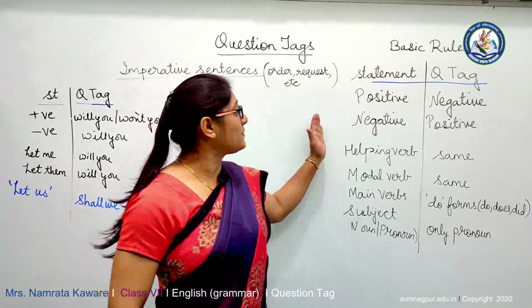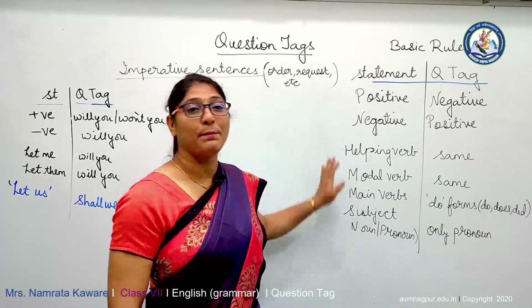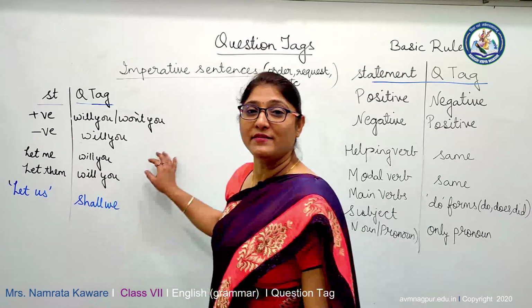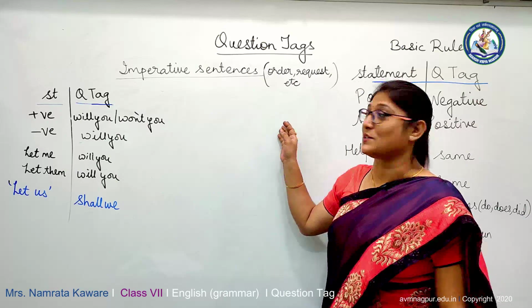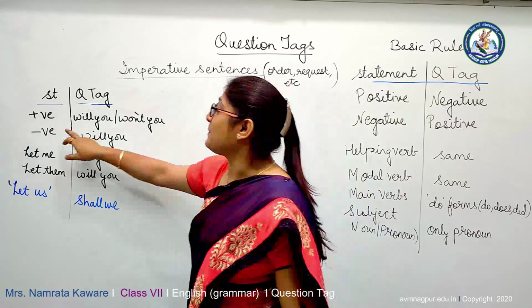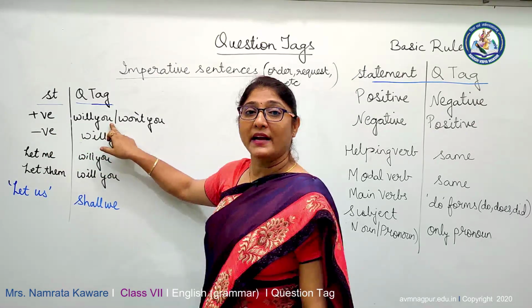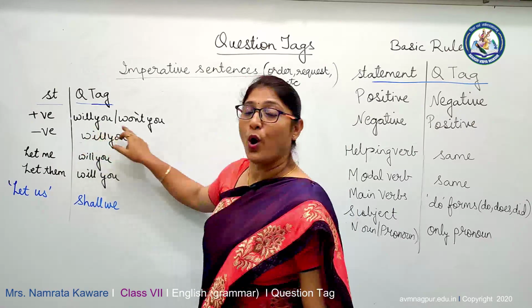Till now, as much as we have learnt, all the sentences were assertive sentences and we applied these rules. Now we will see how to add a question tag in imperative sentences. Imperative sentences are orders, requests, commands, etc. Now, if an imperative statement is positive, the tag can be negative or positive both. The tag can go this way, will you or won't you.